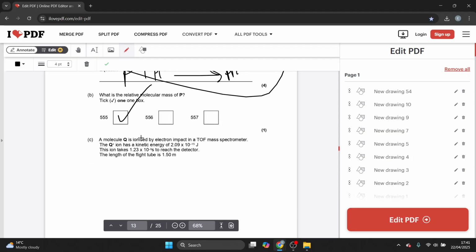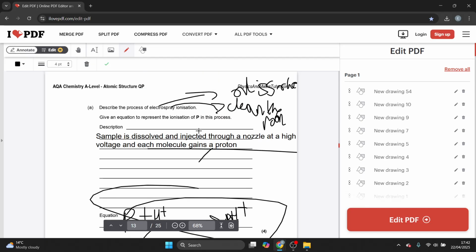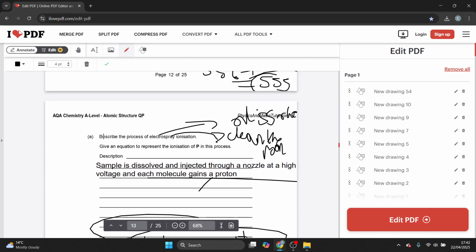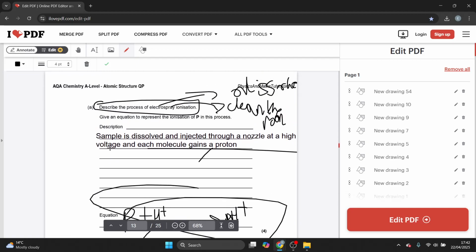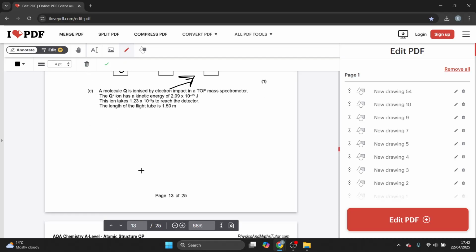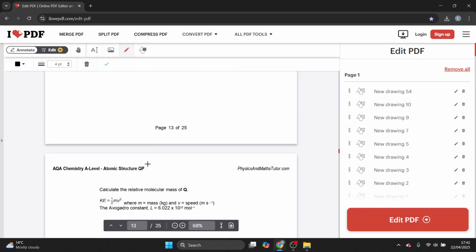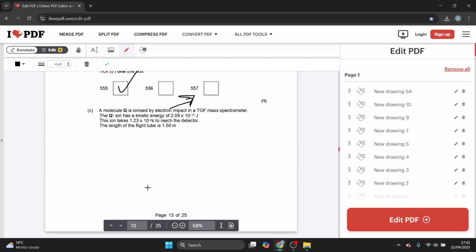Molecule Q is ionized by electron impact. In electron impact, the sample is vaporized, and an electron gun is used to fire a high energy electron, knocking one electron off each particle, becoming an ion. Just so you guys know, because if they ask you this question and you don't know it, you're gonna get cooked. You need to know the content, like how the process occurs of electrospray and electron impact. Calculate the relative molecular mass of Q.